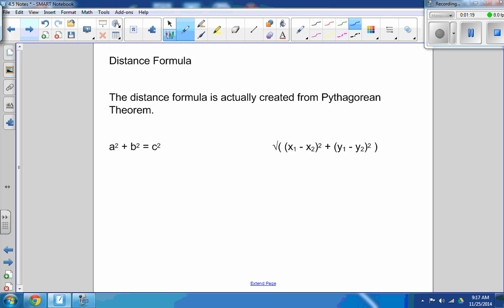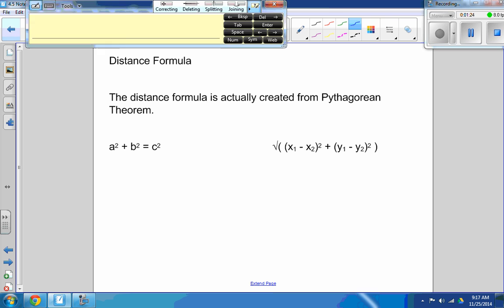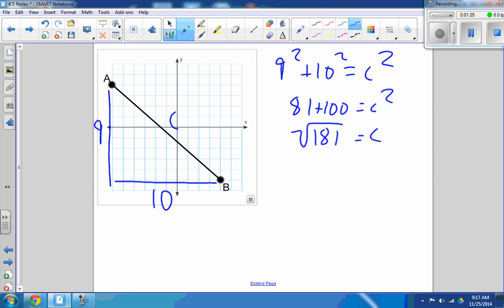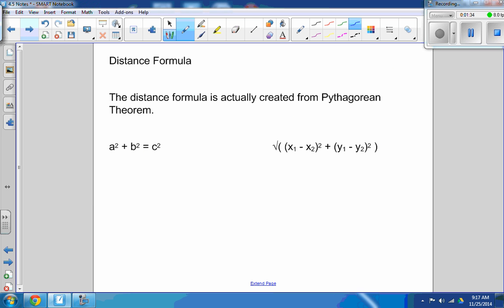The distance formula is actually created from the Pythagorean theorem, which is what we were doing back here. We were doing Pythagorean theorem. Now what we're going to do is create the distance formula from the Pythagorean theorem. So a squared plus b squared equals c squared. Well, a is just created from the difference of the x values, and b is just created from the difference of the y values. So this is where the distance formula comes from: the square root of the x differences squared plus the y differences squared.